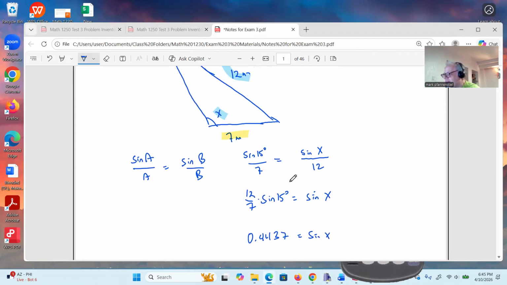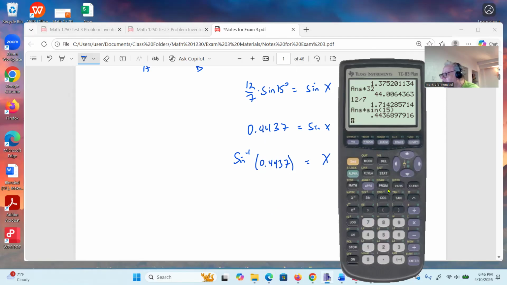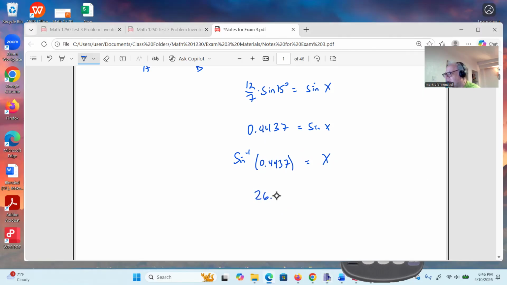Now I'm going to take the inverse sine of both sides. So the inverse sine of 0.4437 is equal to x. Let's see what we got. I'll put all the decimals in there so we'll have a fairly accurate answer. The answer we got was 26.34 degrees, to two decimal places. Now, is that an acute angle? It most certainly is not.